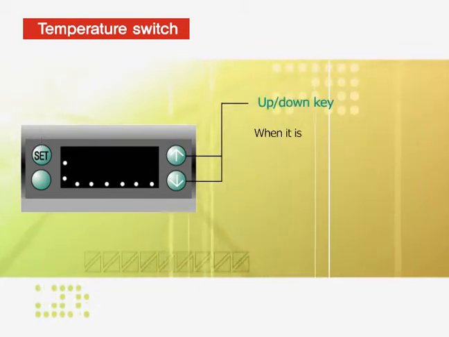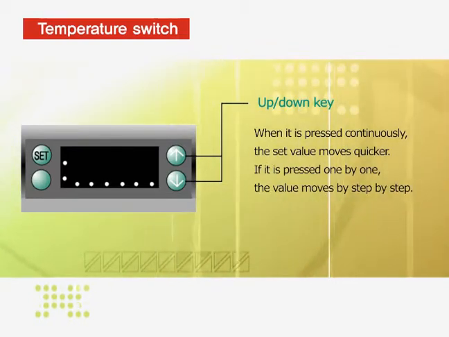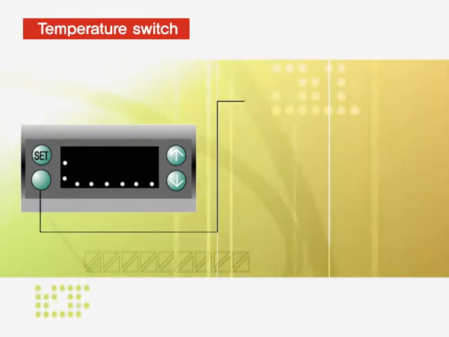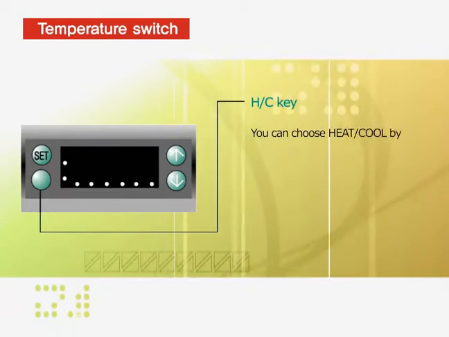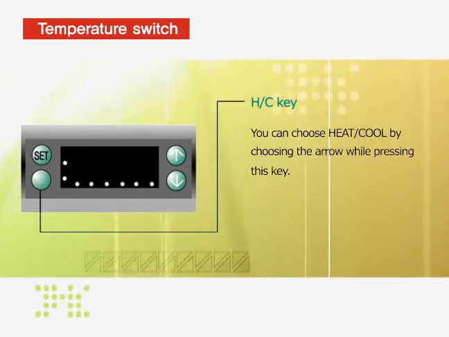Up-down key. When it is pressed continuously, the set value moves quicker. If it is pressed one by one, the value moves by step. HC key. You can choose heat or cool by choosing the arrow while pressing this key.